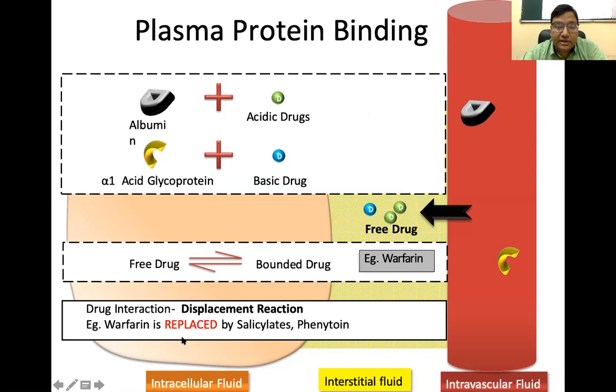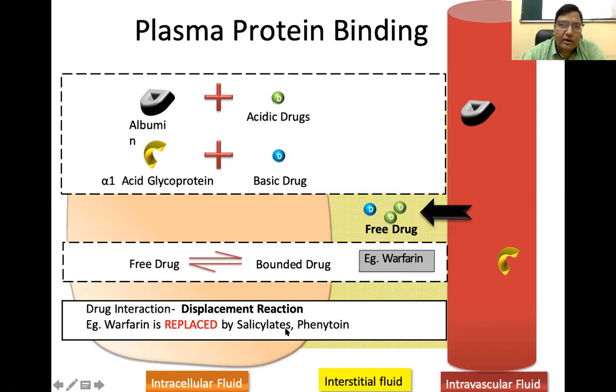Okay, so this displacement reaction is very important, and the drugs which have high plasma protein binding are contraindicated to be taken with those drugs which are going to release them from the plasma protein binding, or make them free. So these drugs will be contraindicated along with such type of drug.